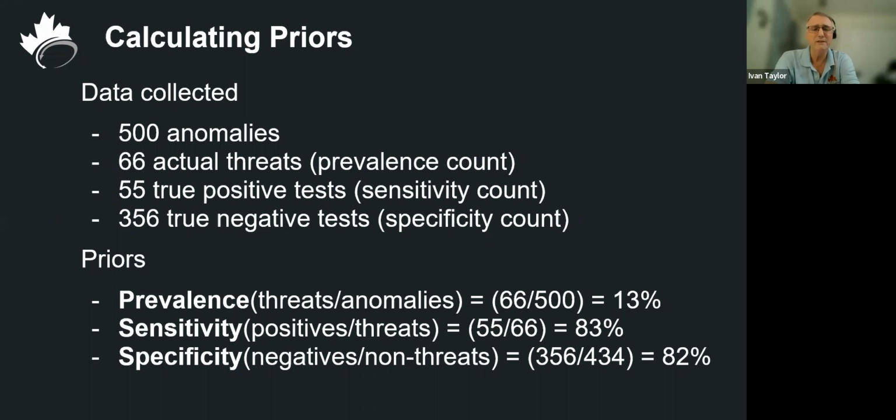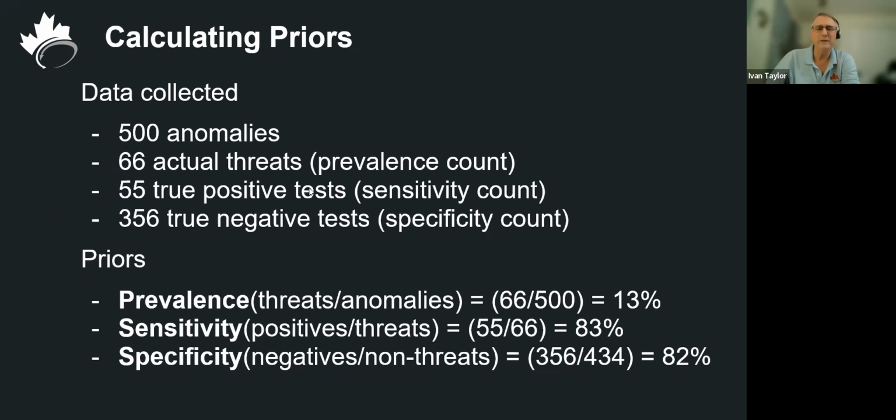So the prevalence is the threats divided by the anomalies, 66 divided by 500, which is 13%. The sensitivity is the positive test results given a threat, which is 55 divided by 66, or 83%. And the specificity is the negative results given a non-threat, which is 356 divided by 434. 434 is 500 minus 66, and that's about 82%.